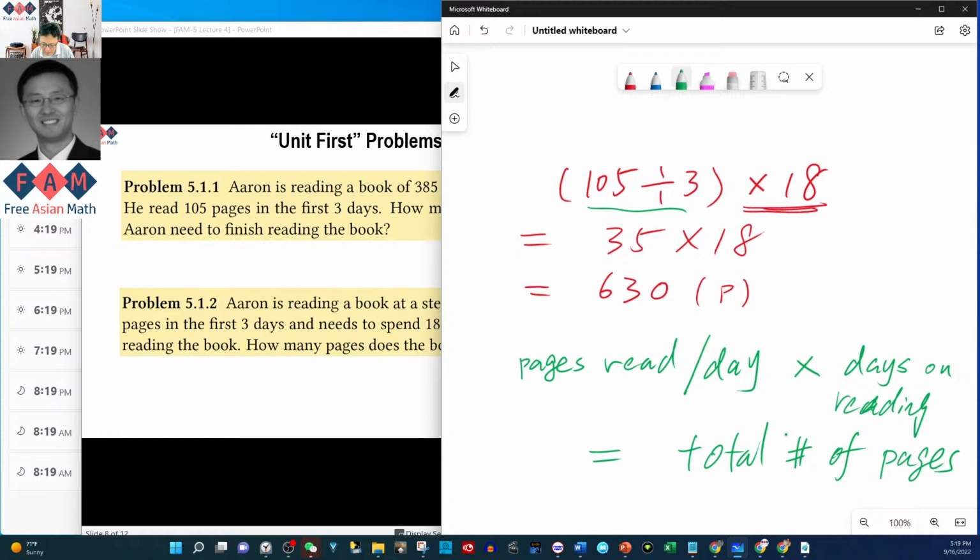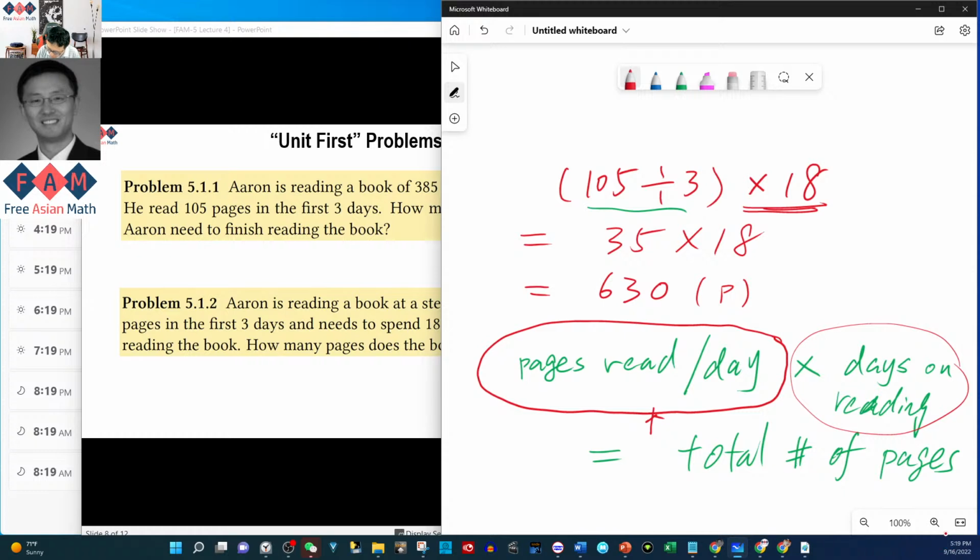And for this class of problem, we focus on this quantity first. It's a unit quantity. This is the pages read per day. Okay, so for both 5.1.1 and 5.1.2, we need to compute this one first. The difference between 1 and 2 is that for the second, we do the multiplication, and for the first, we know this number, we do the division to get the days on reading. But in both cases, we need to compute this one first. Okay, so that's why this type of problem is called unit first. We need to calculate this unit quantity first.